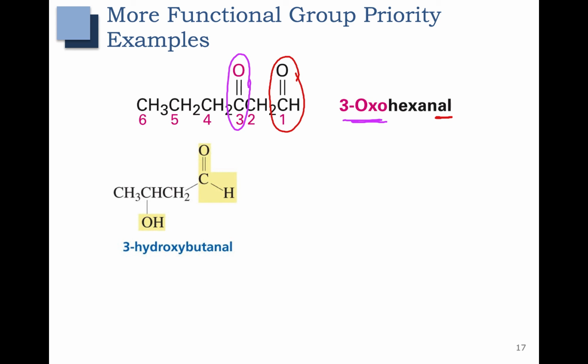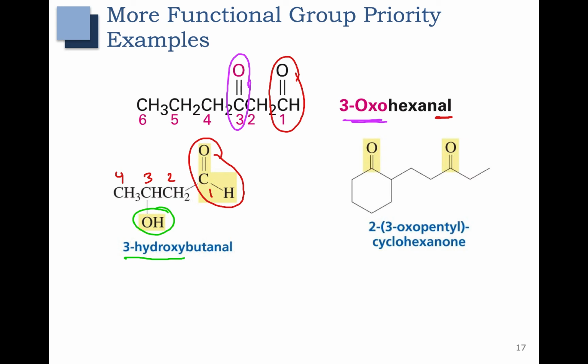In this example, we have an aldehyde, which takes priority and becomes 1. That means that our hydroxy group here is at position 3. And typically, alcohols are suffixes, but in this case, the aldehyde has higher priority, so it turns into a prefix.